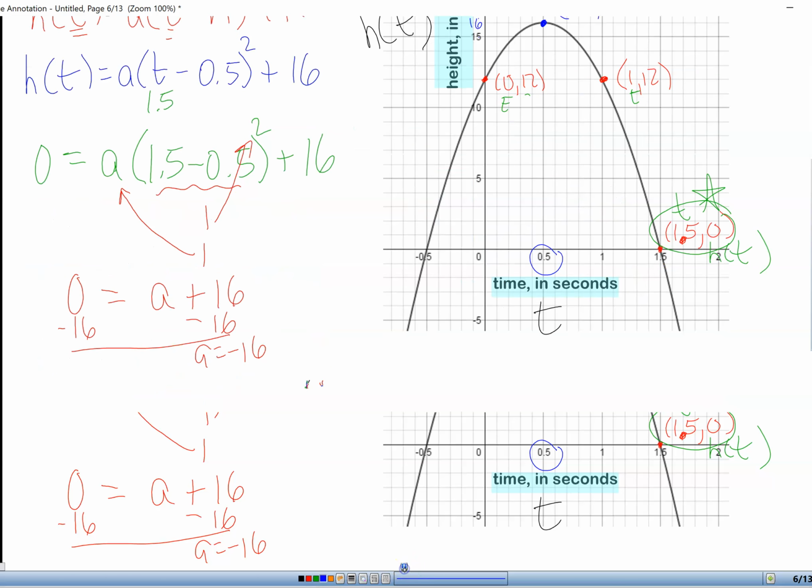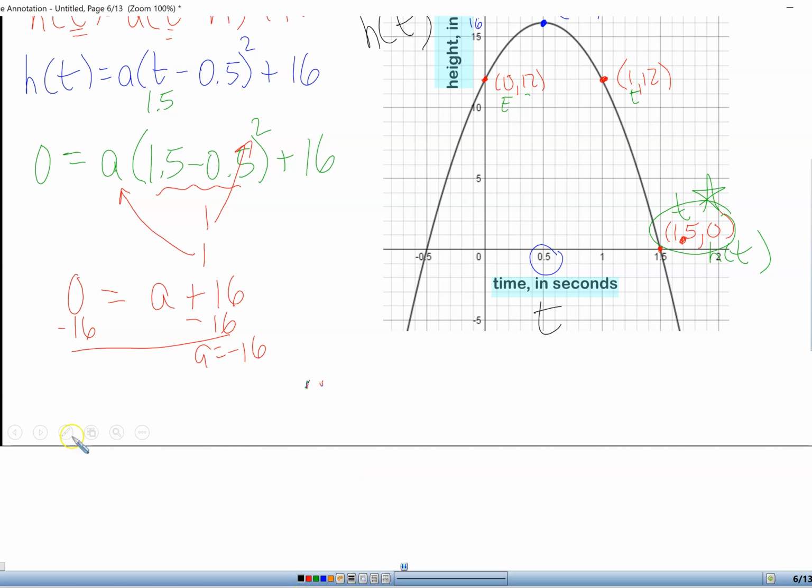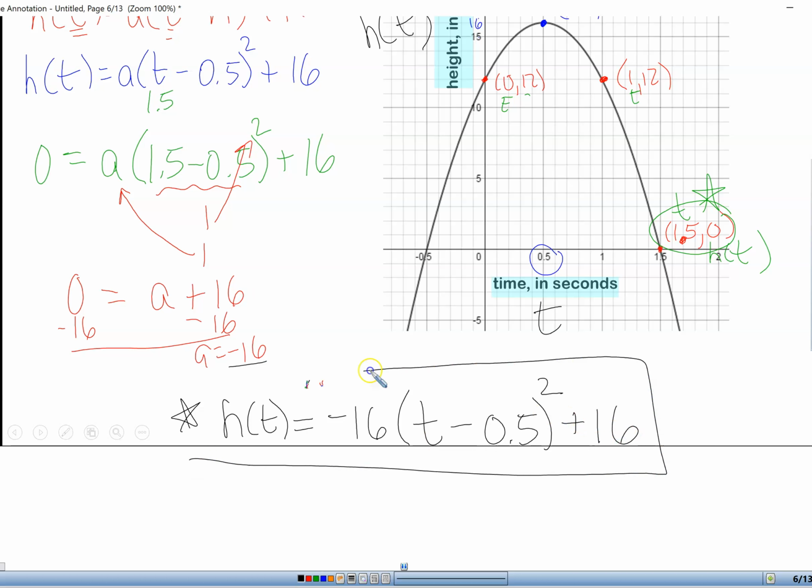So now what remains is to put it all together. So remember your structure, h of t equals our a value. We now use our negative 16 times in parentheses, t goes back to being t, minus the 0.5, still have the quantity squared, and still have the plus 16, and there is our vertex form for this context situation.